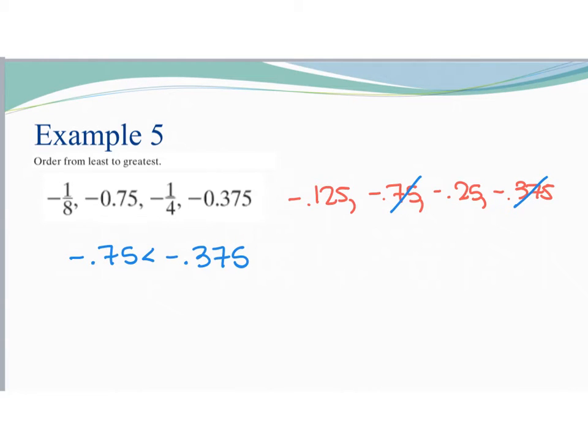Then I have a negative 0.25. Well, negative 0.25 is really my negative 1/4. So I have a negative 1/4. And this is going to be smaller than my negative 1.125, which is really a negative 1/8.